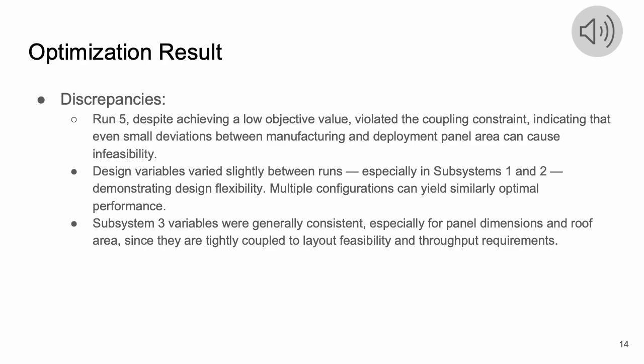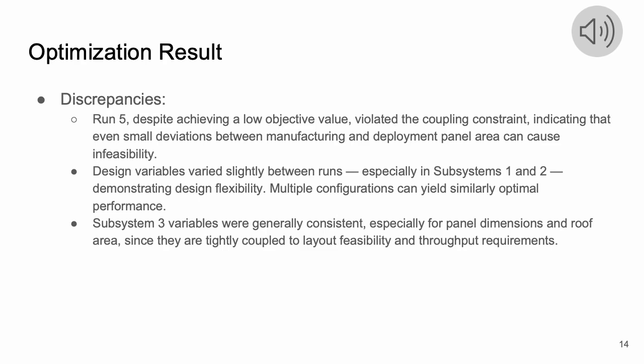This slide highlights a few key discrepancies we observed across the 5 optimization runs. First, in run 5, we found that even though the objective value was low, the solution violated the coupling constraint. This shows how small mismatches between manufacturing and deployment panel areas can make an otherwise promising design infeasible.